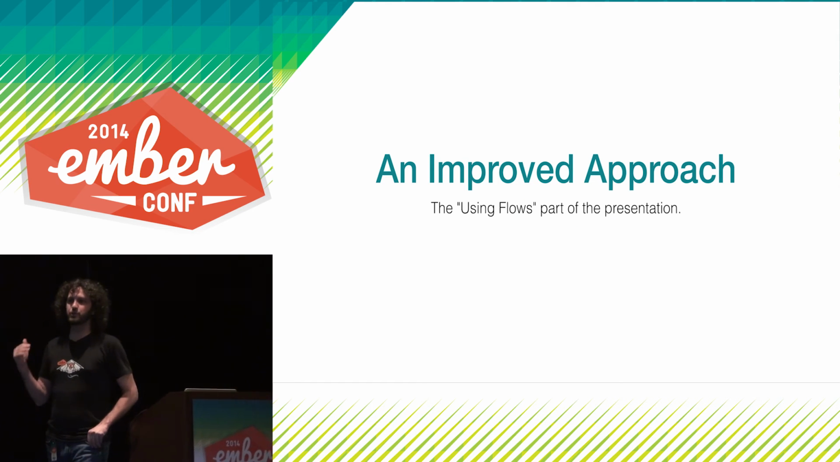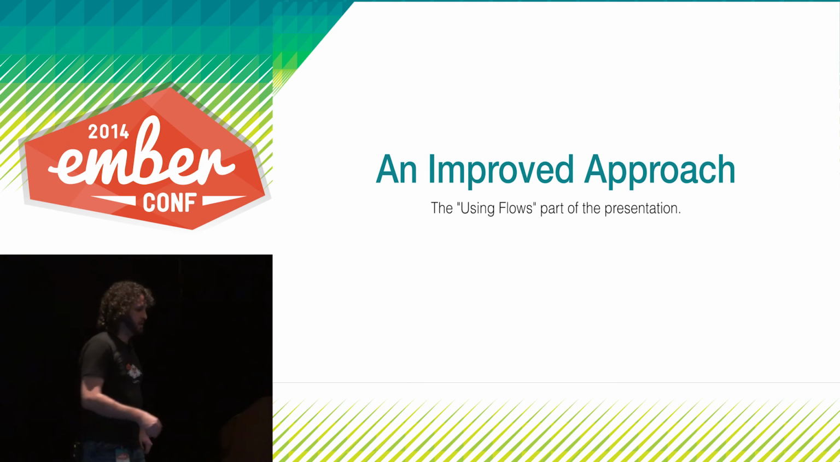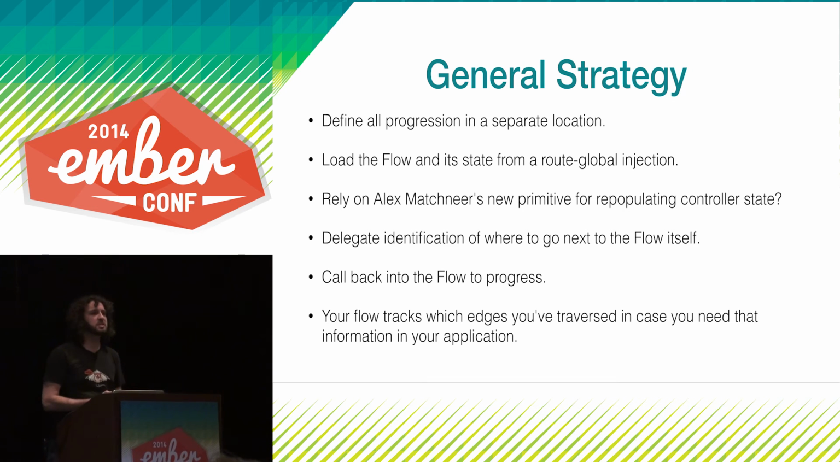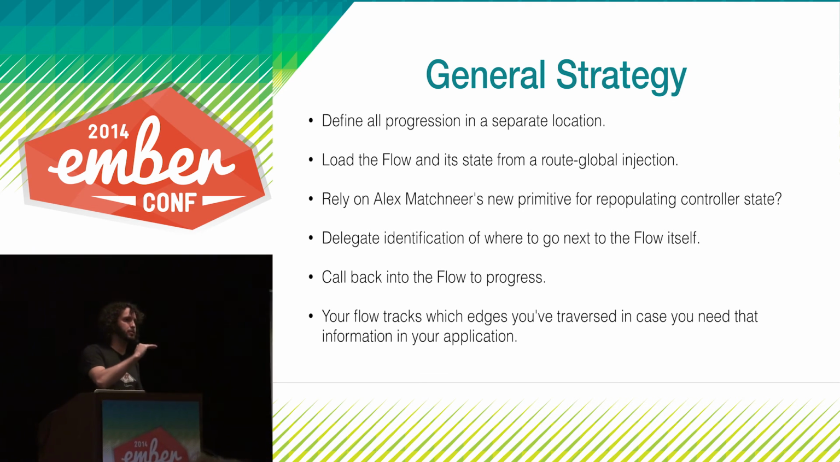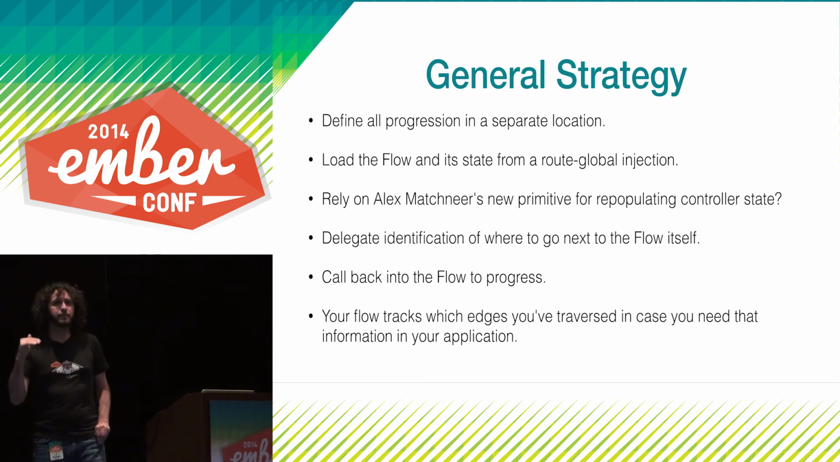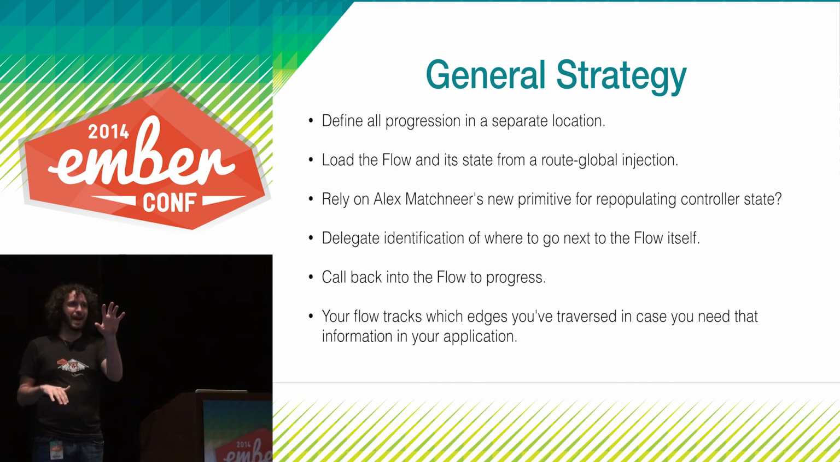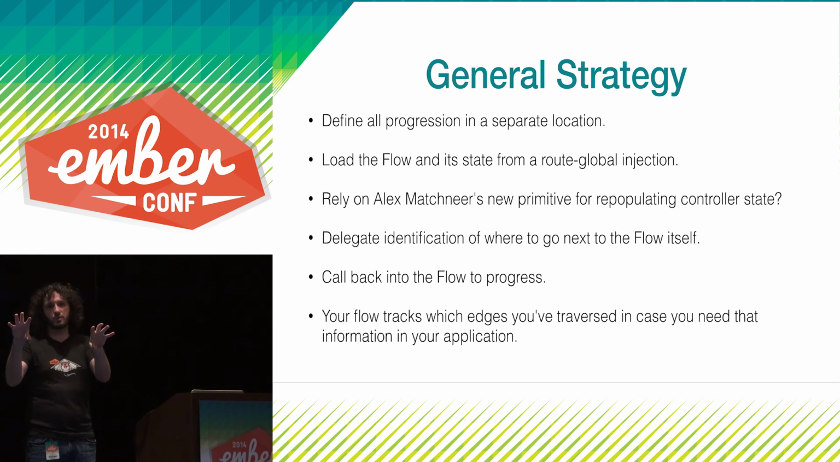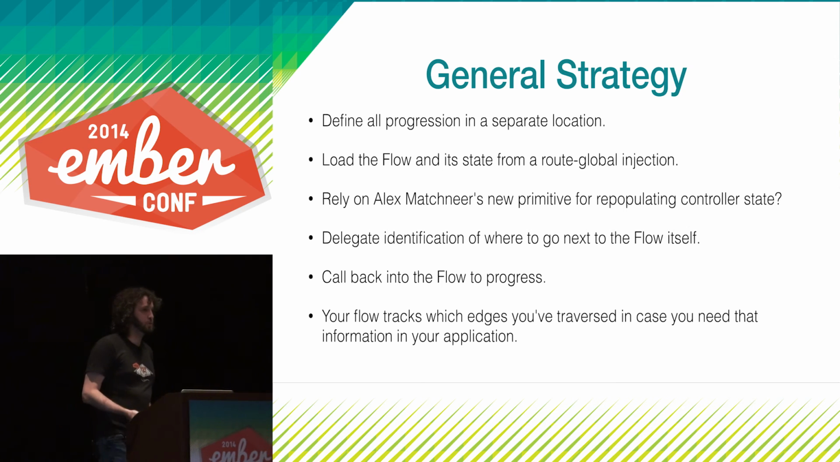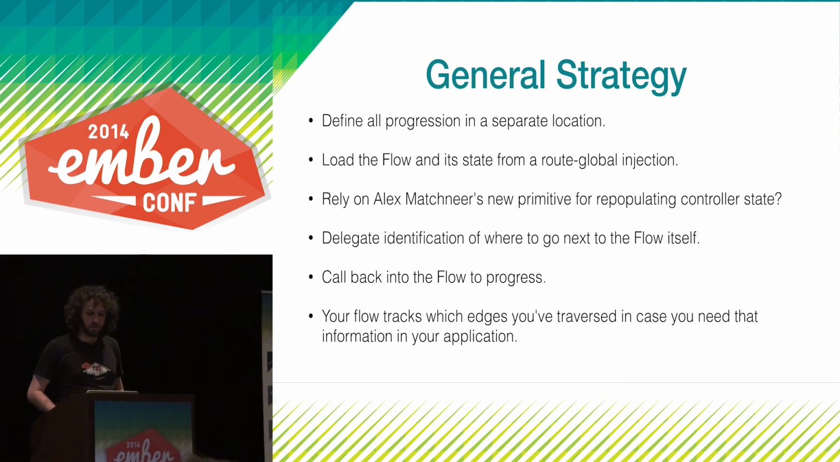And this is the using flows part of the presentation. So what we want to do is define all of our progression in a separate location. We want one singular place to go look for how you're going to move through your application. We want to load the flow and that flow state. So not just the actual directed graph. We also want to know where the user is in that directed graph and what state the user is in. And we want to rely on Alex Matchneer's new primitive for repopulating controller state.